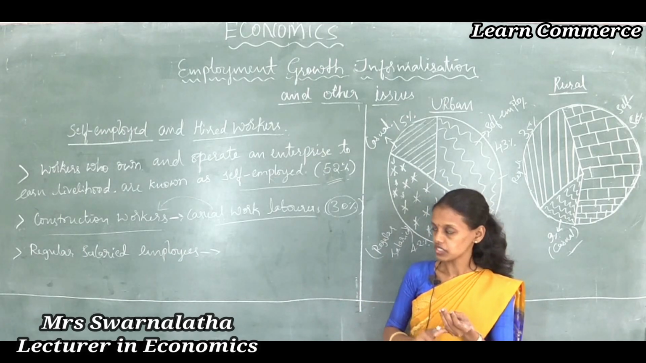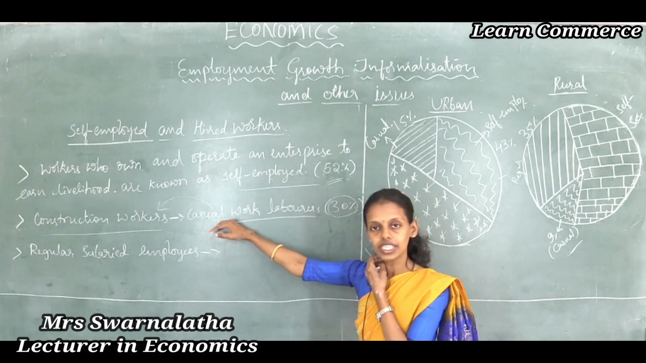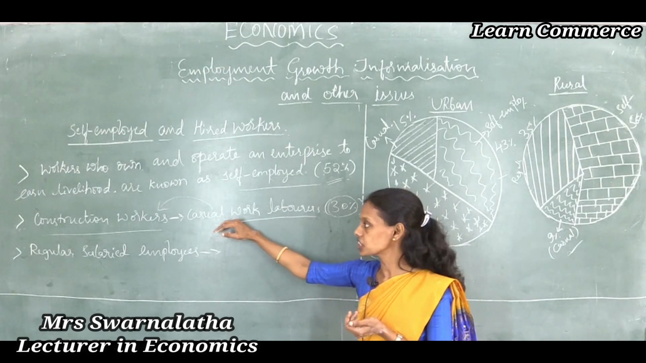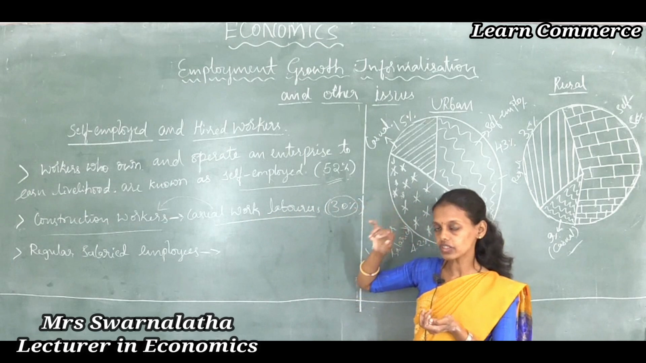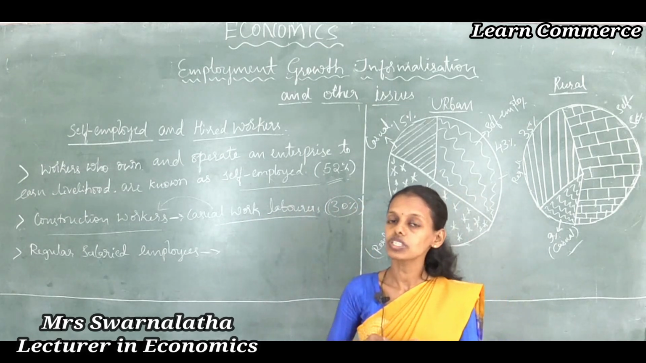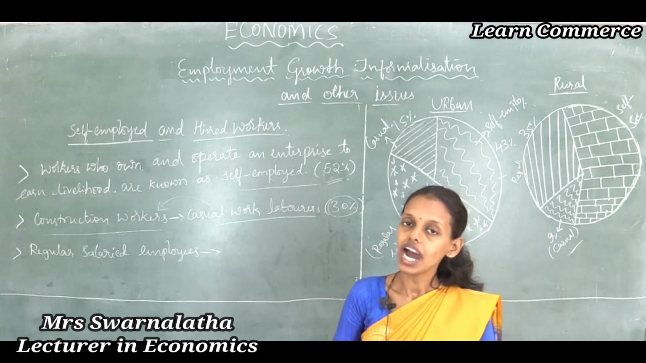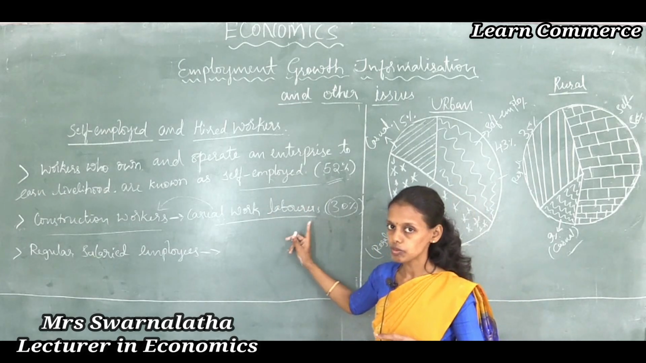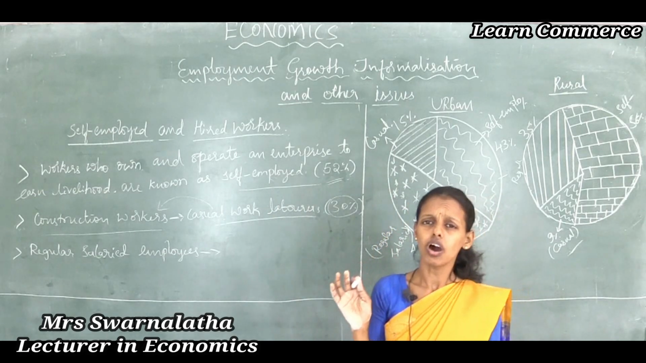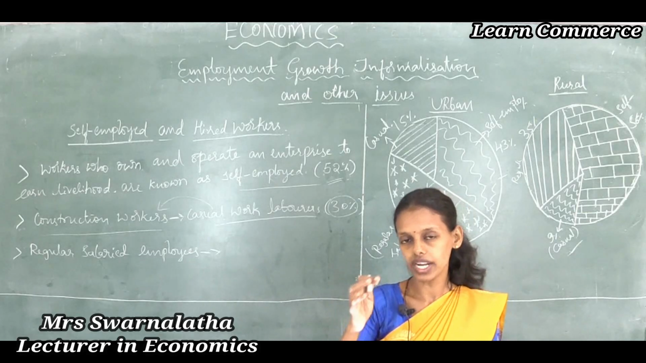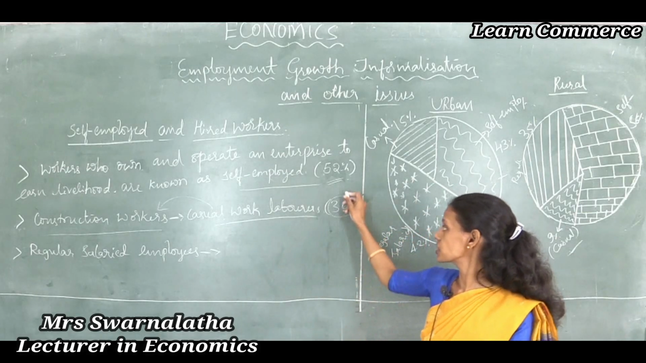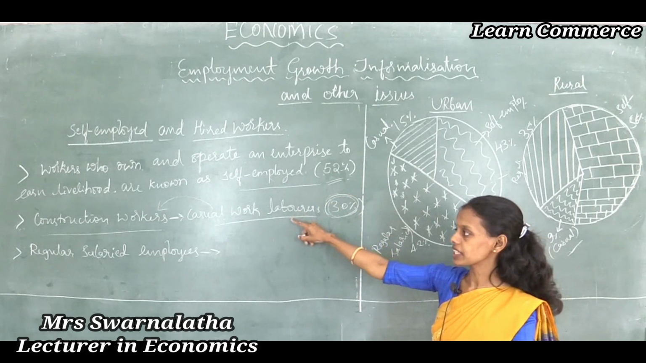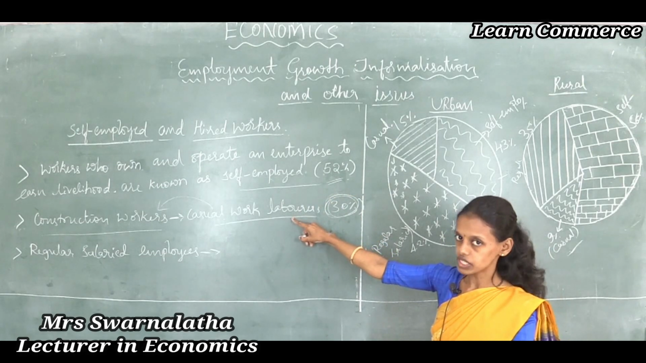No job security. They are not going to get regular salaries. If there is a vacation, they do not get employment. That's why they come under the vocational unemployed people, because construction workers now are unable to find work always. 30% of the population of India, 30% of people, are engaged in construction work.